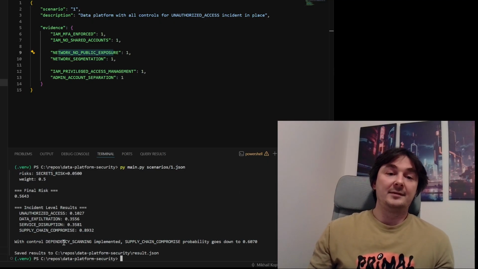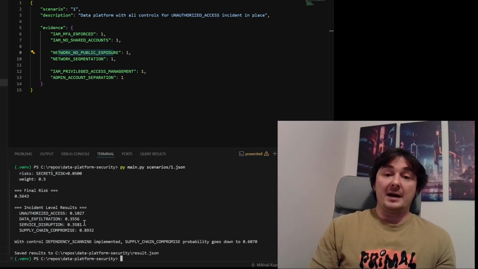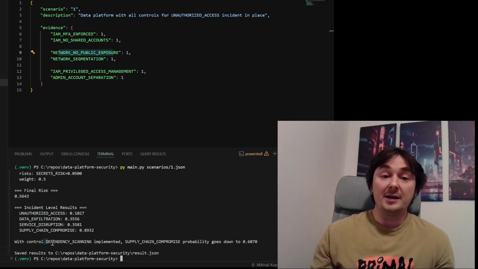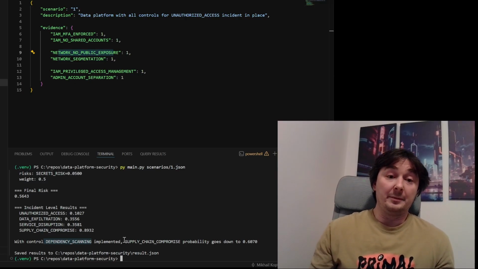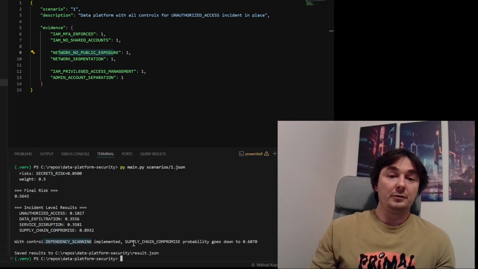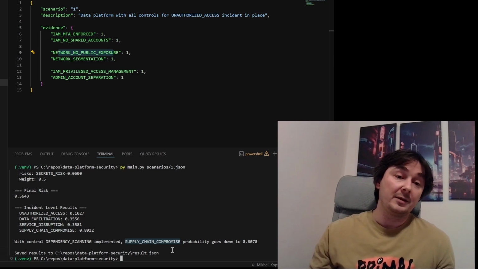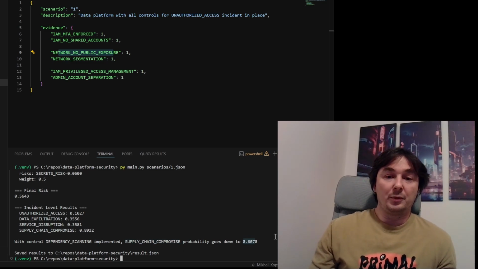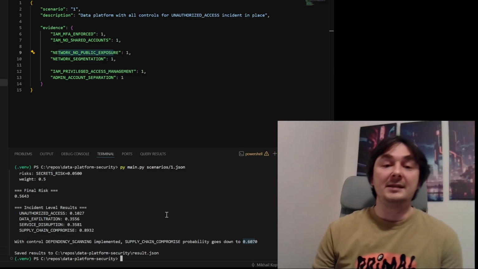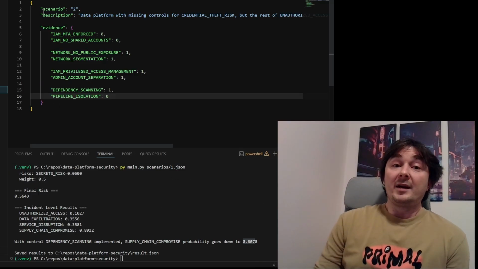And for that incident, I'm trying to find which control is the most impactful. So in that case, it was estimated that the dependency scanning would be very helpful, and it would reduce the likelihood of the supply chain compromise incident itself to 0.60, so a 60% chance that this will happen. And that is actually my second scenario.